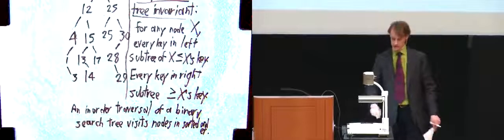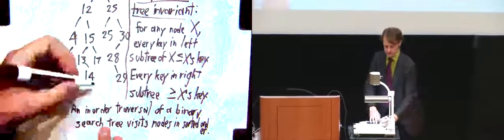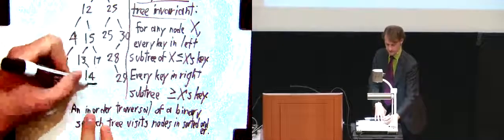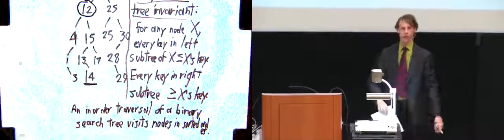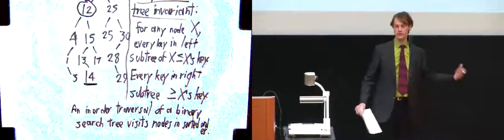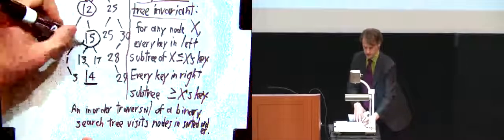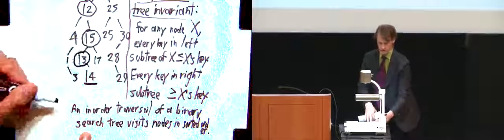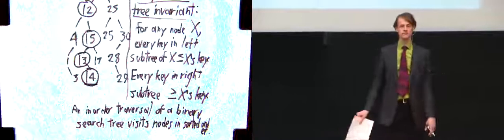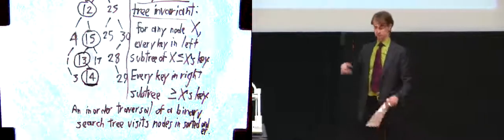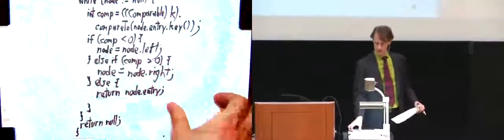So for instance, if this is my tree and I say find 14, then I start at the top of the tree at the 18. I compare 14 with 18. 14 is less than 18, so I go to the left. I compare 14 with 12. 14 is bigger than 12, so I go to the right. Find the 15. 14 is smaller than 15, so I go left. 14 is bigger than 13, so I go right. Find the 14, return that entry. And that's how find works. So that one's pretty straightforward.